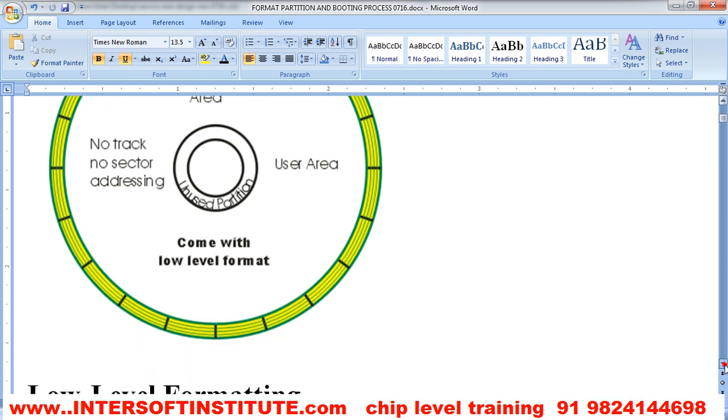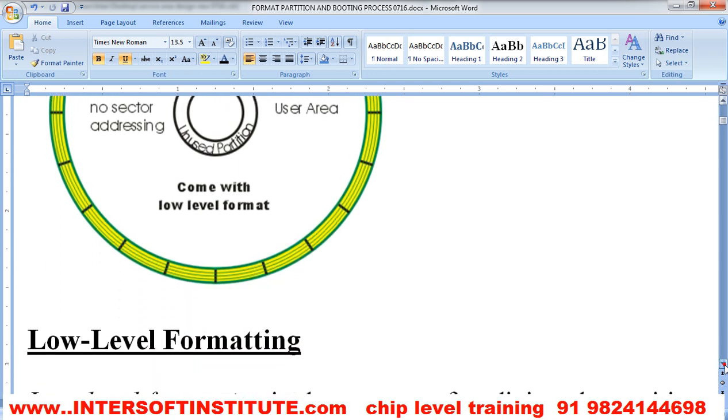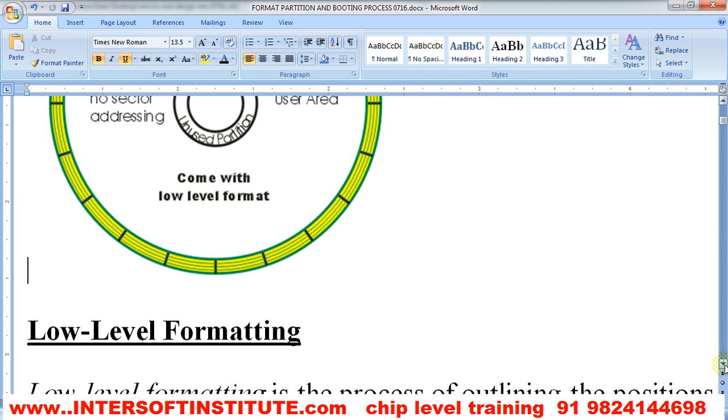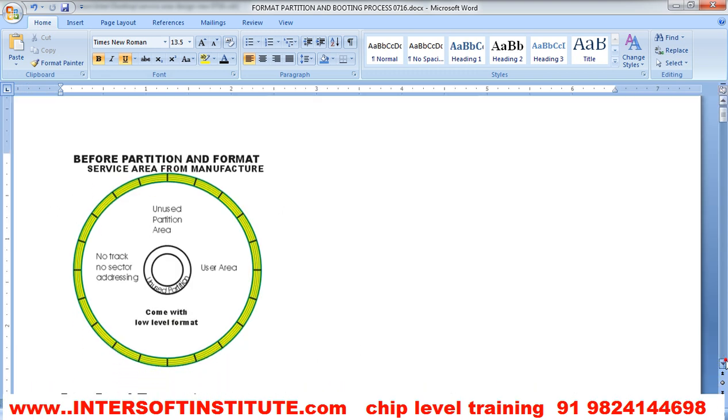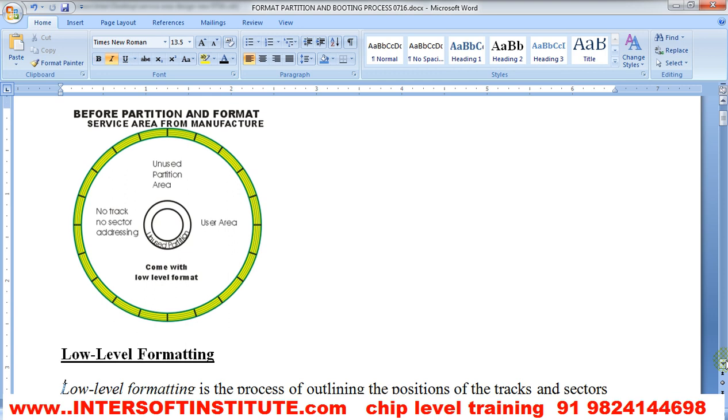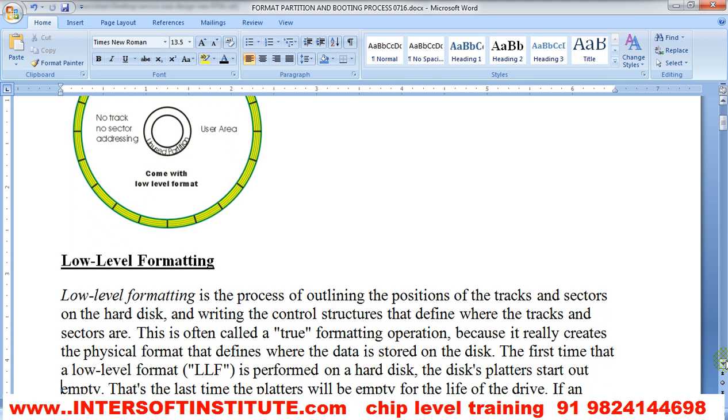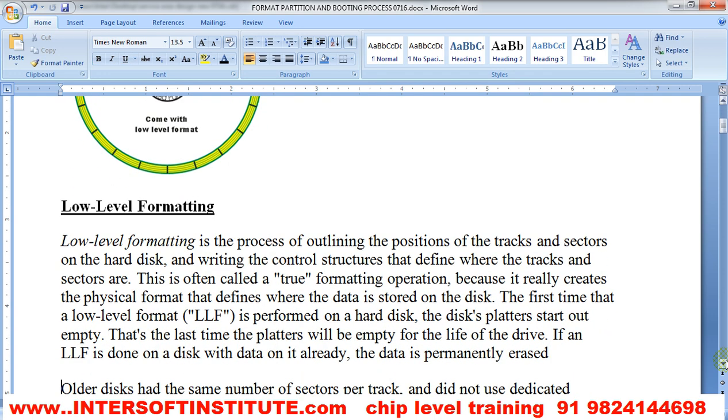What is the requirement of low level formatting? Mostly there is no requirement. If you make a low level format of a working hard disk, the data will be lost. Only in rare cases do you have to do the low level formatting, because in a low level format it erases all the tracks and sectors and no data will be recovered, except with forensic software.